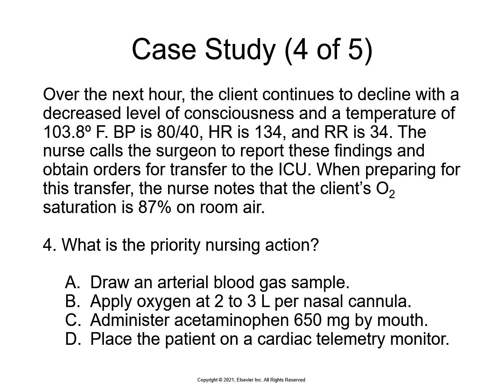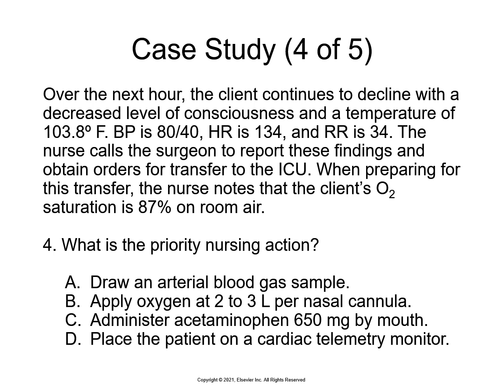So over the next hour, the client continues to decline with a decreased level of consciousness and a temperature of 103.8. Blood pressure is now 80 over 40. Heart rate is 134. Respiratory rate is 34. And the nurse calls the surgeon to report these findings and obtains orders for transfer to the ICU. When preparing for this transfer, the nurse notes that the client's O2 saturation is 87% on room air. So what is your priority action here?